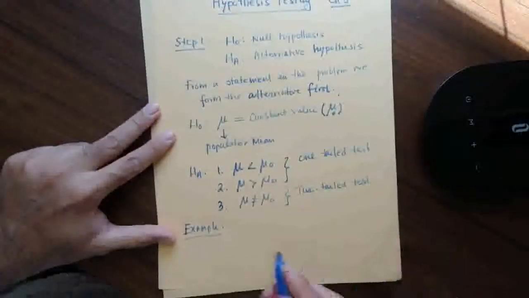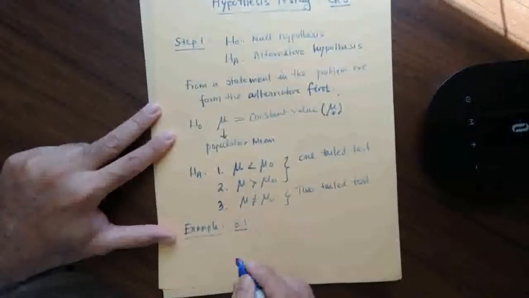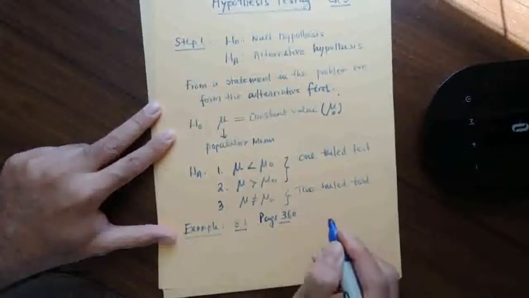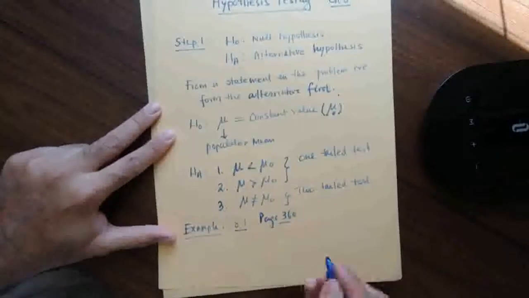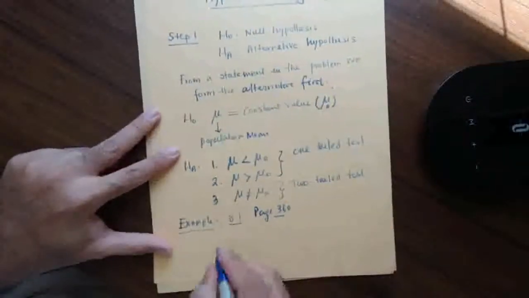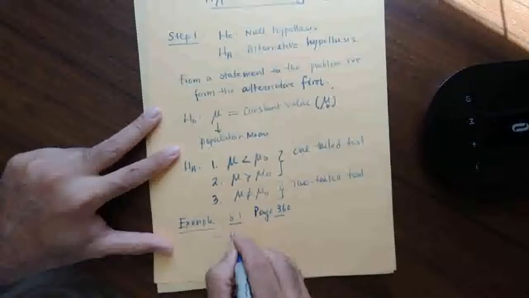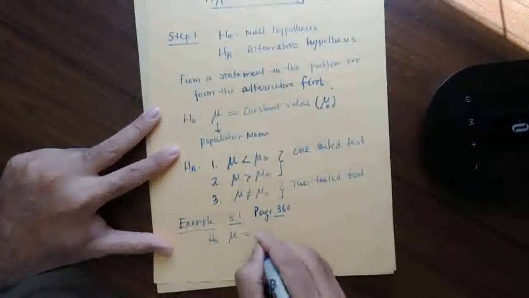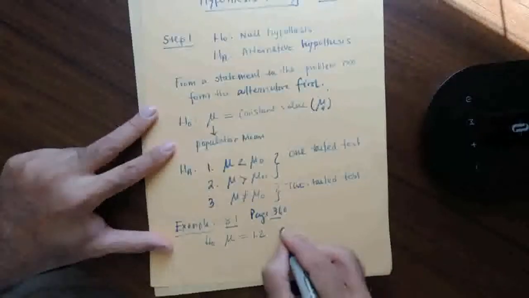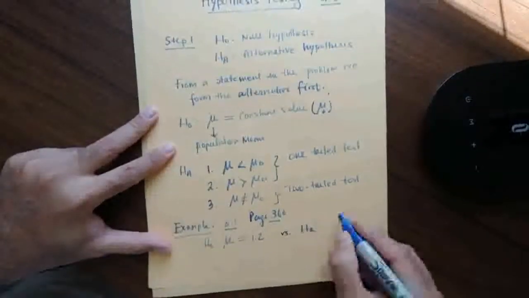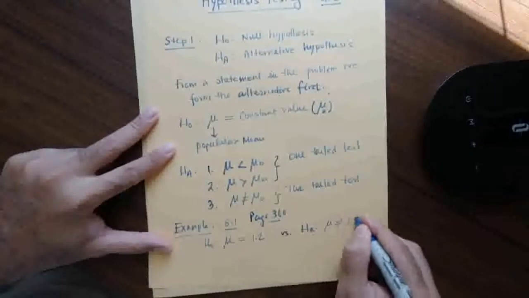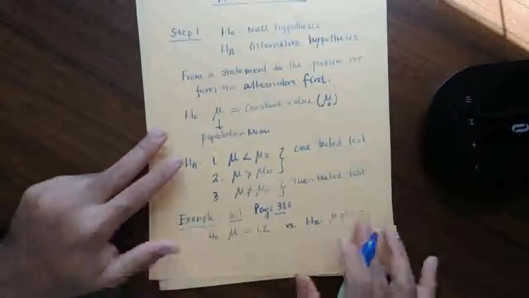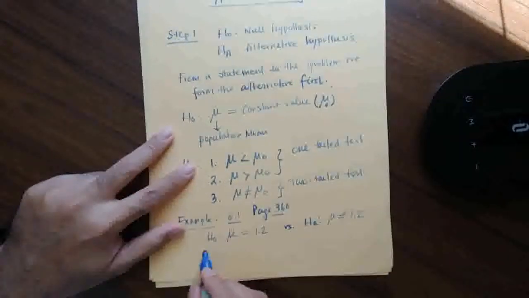For example, in your 8.1 example, on page 360, they're talking about mean response time. So in that problem, the mean response time mu is equal to 1.2 seconds. And the alternative is not equal to 1.2 seconds. So this is a two-tailed test that they're performing. But I can change this if I make a statement like this.